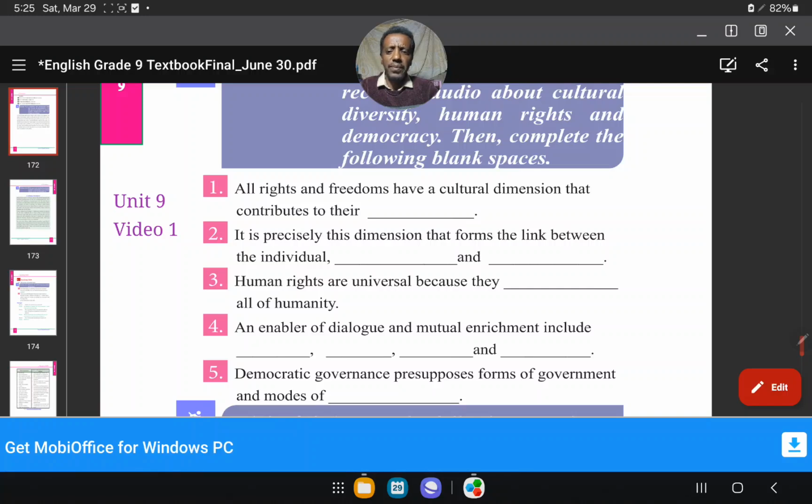Next, question number 3. Human rights are universal because they belong to all humanity. That's the right answer. How many of you got the answer? Next, number 4. An enabler of dialogue and mutual enrichment include economic, social, political, and cultural diversity. Have you got the answer? Well, next, question number 5. Democratic governance presupposes form of government and mode of decision making. If you say decision making, you're right. How many of you got 5 out of 5?